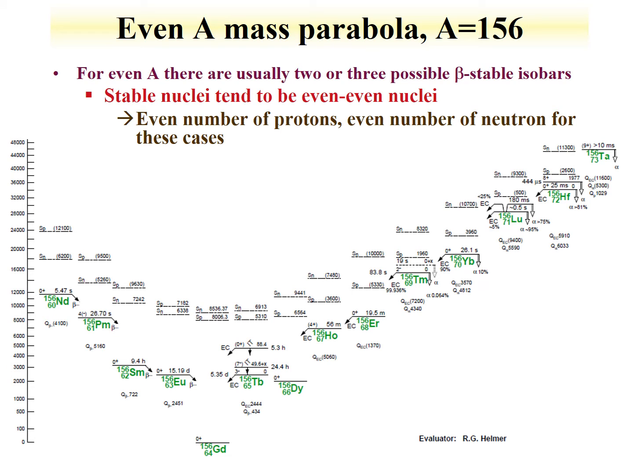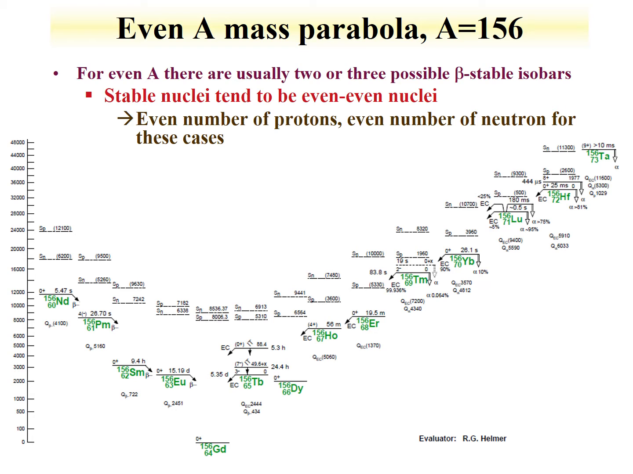Previous slides show an example of the A 157. Here's an example of the A 156 mass parabola. This is taken from the table of the isotopes. What we want to show here is that there are two stable nuclei within this trend. And again, we see this mass parabola is going to give a lot more information. We see the beta decay here. So neodymium, promethium, samarium, europium, gadolinium. We're going up in Z, and then here we're going down in Z from terbium all the way to gadolinium.